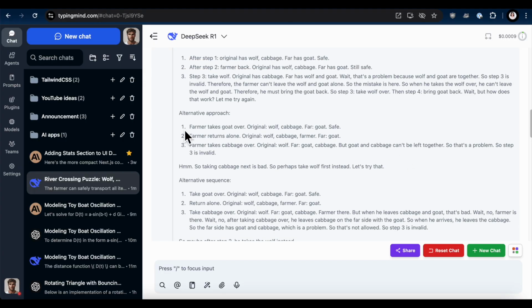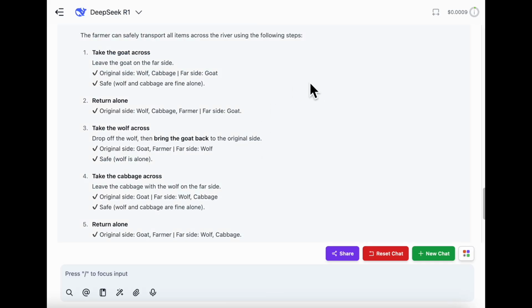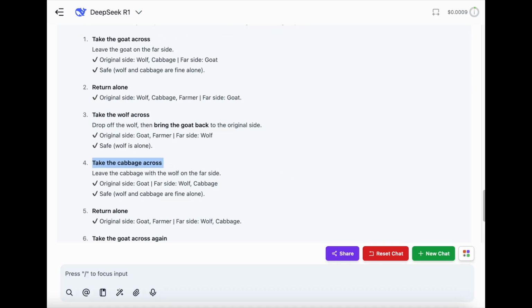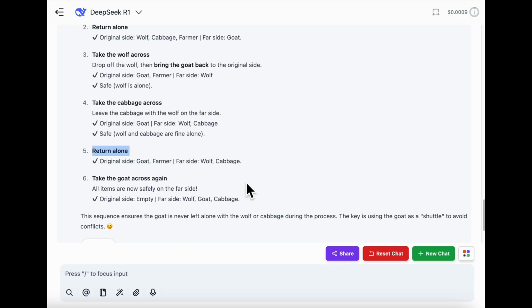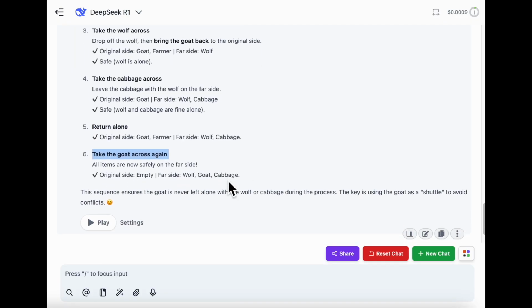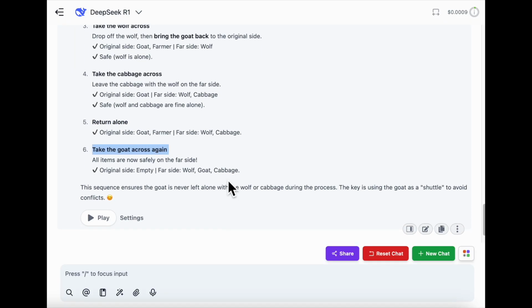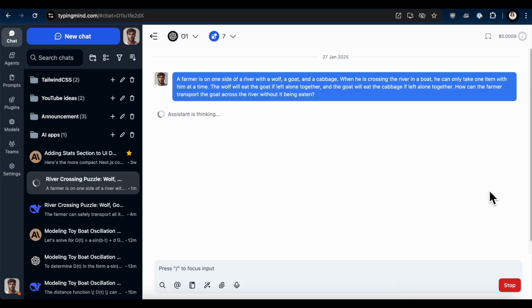It proposes a few alternative approaches. And here is its final answer. First, take the goat across the river, safe at the original side because the wolf doesn't eat cabbage. Return alone. Next, take the wolf across the river and bring the goat back with you. Then take the cabbage across. Return alone once more. Finally, take the goat across. Problem solved. All right, it makes sense. Just a bit overthinking, but I accept the answer.